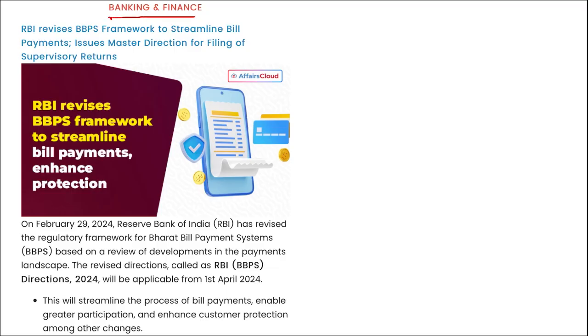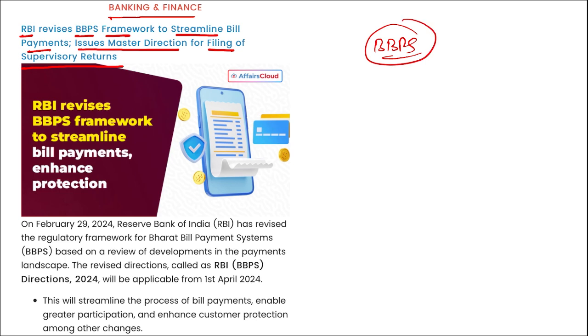Next is banking and finance. RBI has revised the BBPS framework to streamline bill payments and issued a master direction for filing of supervisory returns. BBPS, what is it? It stands for Bharat Bill Payment System, right? So RBI, the Reserve Bank of India, has revised the regulatory framework for the Bharat Bill Payment System based on developments in the payment landscape, and the revised directions, called the RBI Directions 2024, will be applicable from 1st of April 2024.